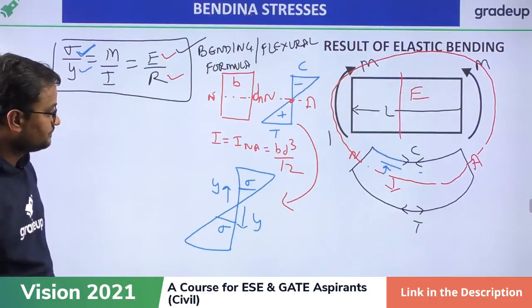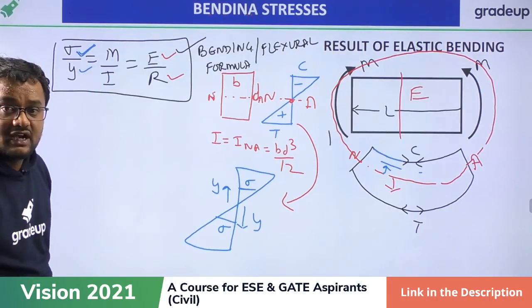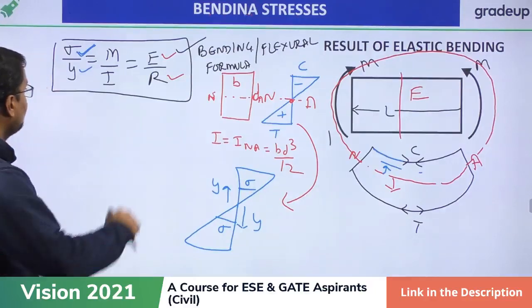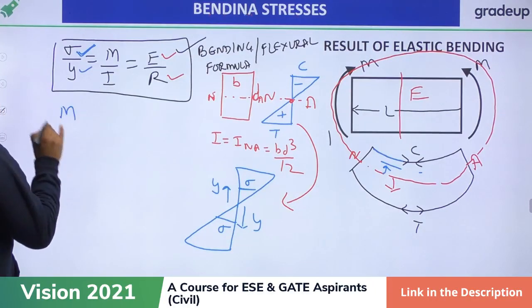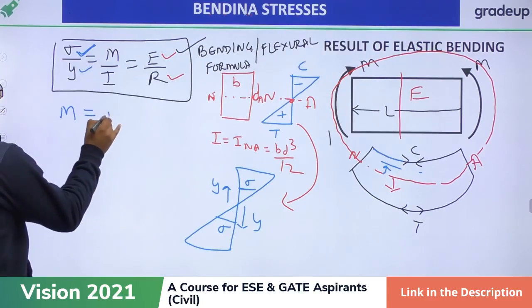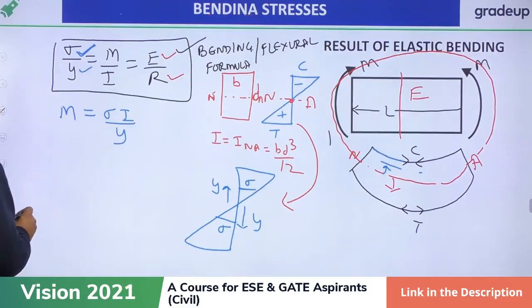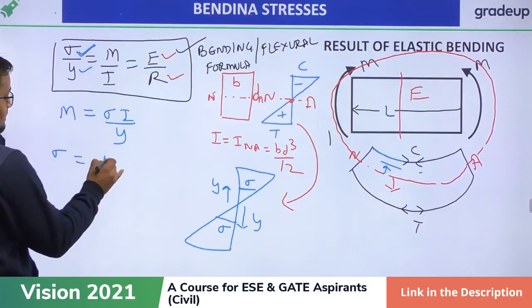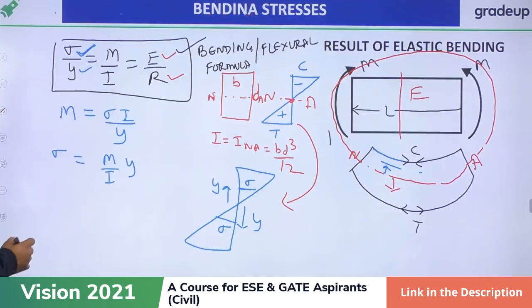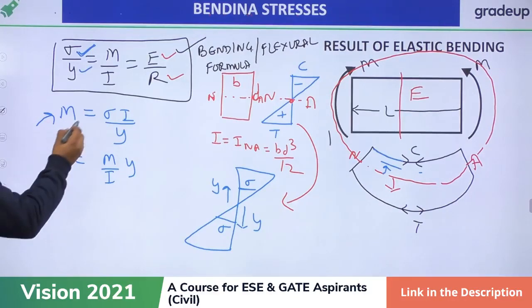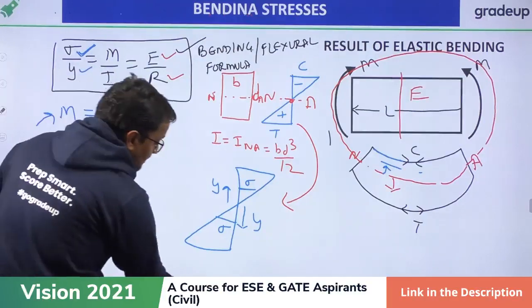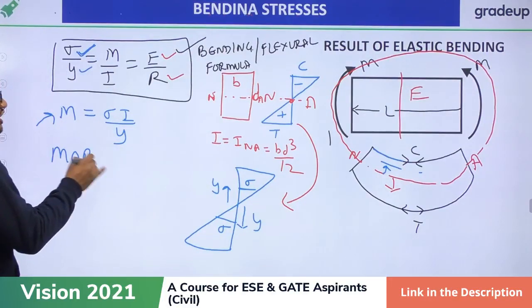Okay, now see, my dear friends. This sigma is the bending stress at y distance above. Now from here I can write that M is equal to sigma into I by y, or I can write sigma is equal to M by I into y, or anything I can write. If I consider M is equal to sigma by y into I, then MOR is the moment of resistance.